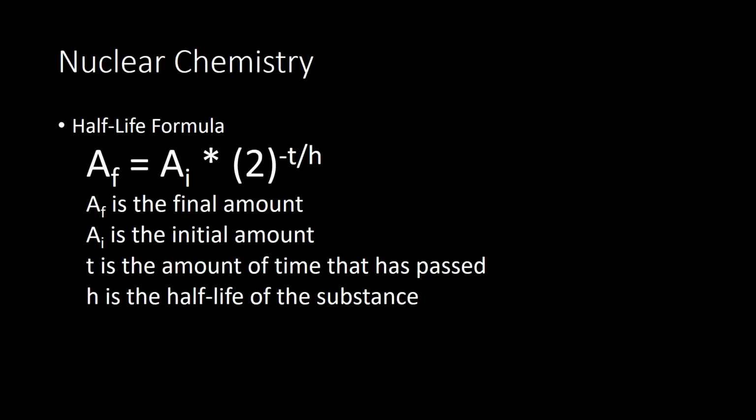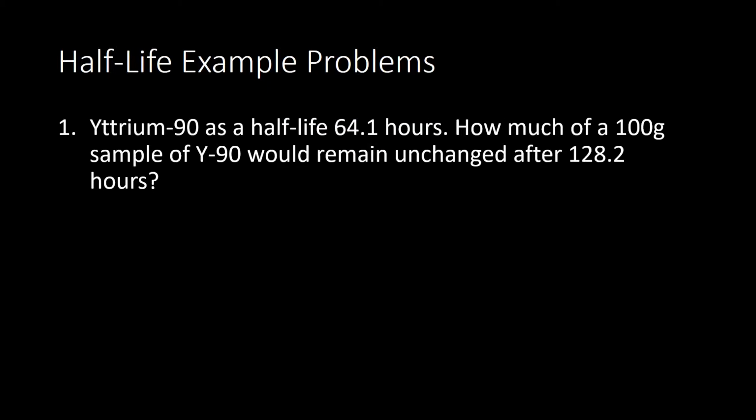Now let's take a look at some examples of the kinds of reactions we're going to be doing in this class where we're not going to need this formula, and it's a lot simpler. So here's our first example. Terbium-90 has a half-life of 64.1 hours. How much of a 100 gram sample would remain unchanged after 128.2 hours? So we're going to start out by looking here. So 64.1 hours, that's our half-life. We started with one amount of 100 grams, and we want to know how much remains unchanged after our total time of 128.2 hours. So first we have to figure out how many half-lives have passed.